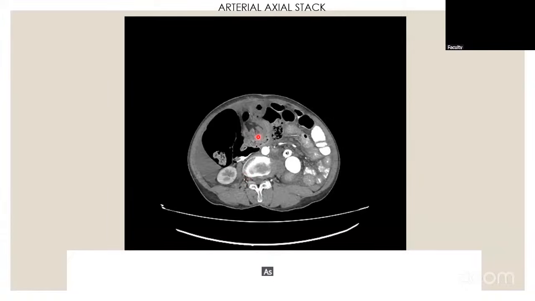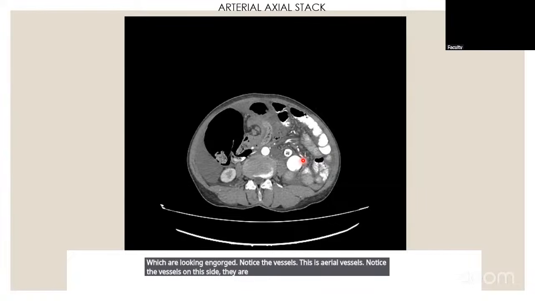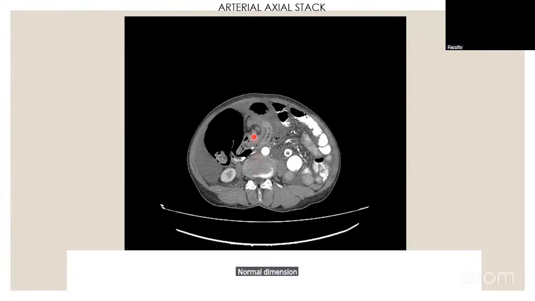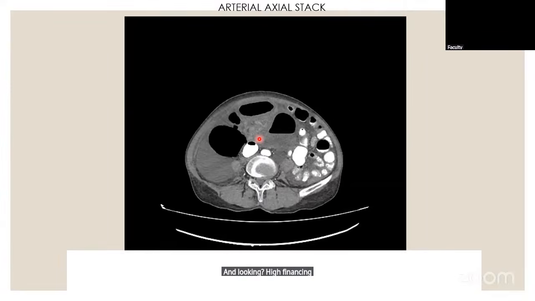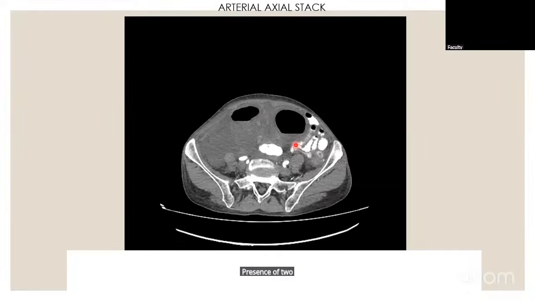As we are going further, look at the swirling of this bowel loop along with the mesenteric vessels, which are looking engorged. Notice the vessels. This is artery vessels. Notice the vessels on this side. They are normal looking, normal dimension with good contrast enhancement, while these are looking engorged and hypoenhancing.